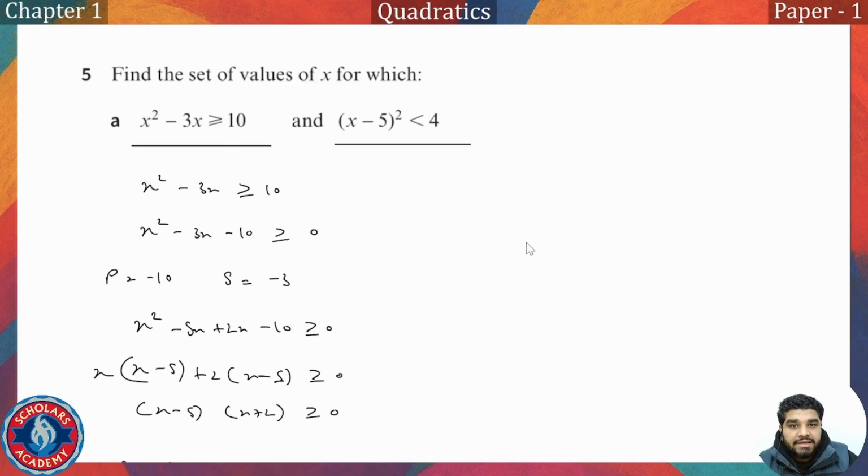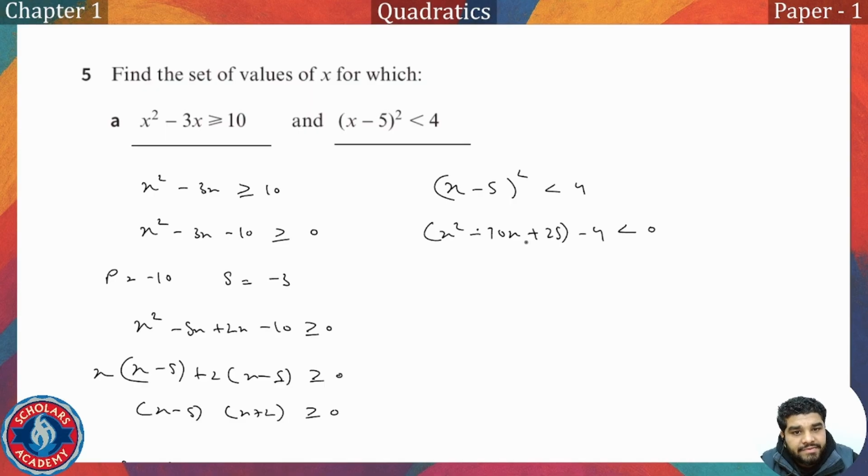If I check for the second inequality, (x minus 5) whole square is less than 4. If I open this whole square, I get x square minus 10x plus 25 minus 4 is less than 0. So I get x square minus 10x plus 21 is less than 0. So the product over here is 21.